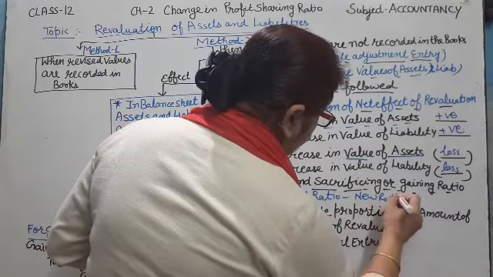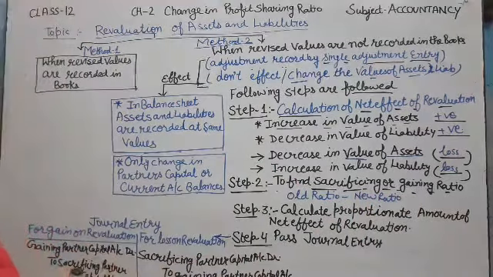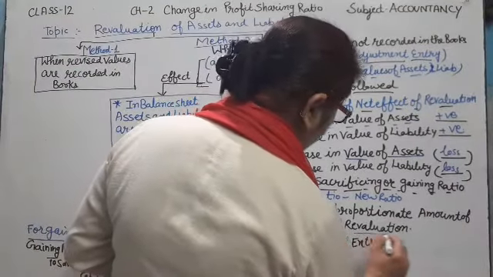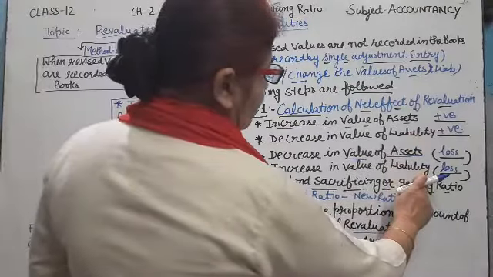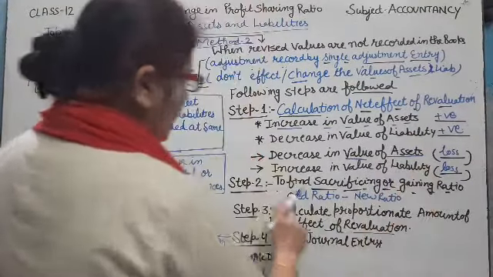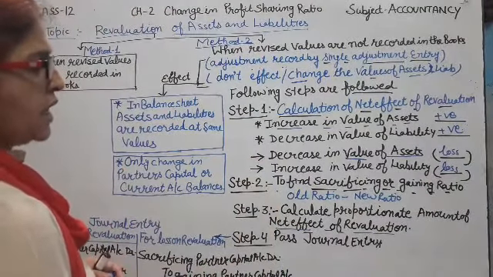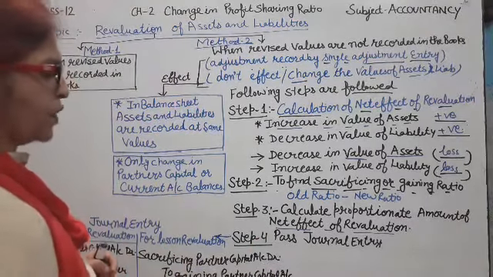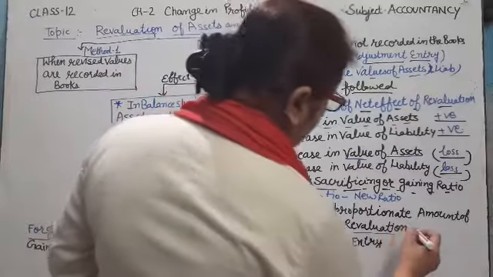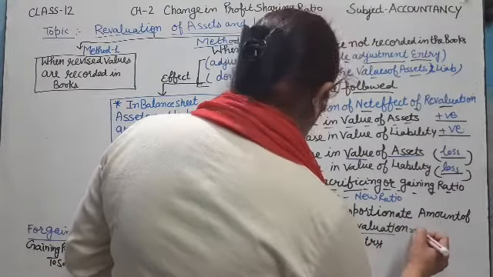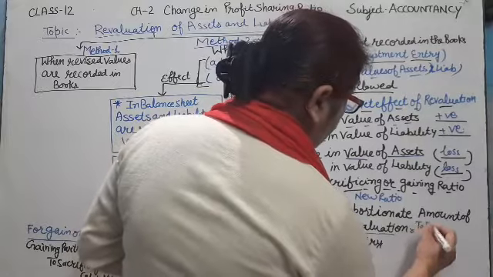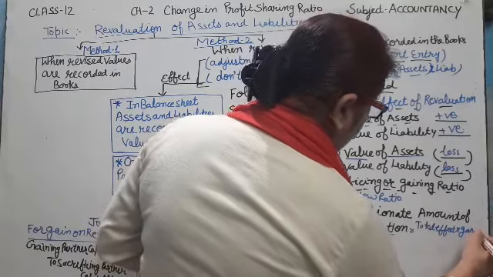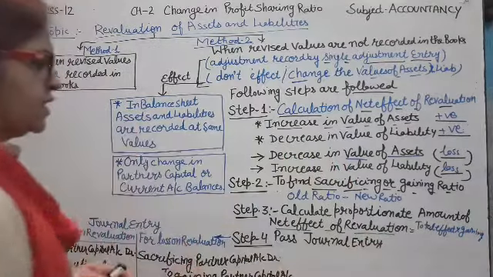That is step number two. And now step number three: calculate the proportionate amount of the net effect of revaluation. Here we calculate the net effect in step number 1, and in step number 2 we find the sacrificing or gaining ratio. In step number 3, we calculate the proportionate amount of the net effect on the revaluation account. That means the total effect multiplied by the gaining ratio or sacrificing ratio.